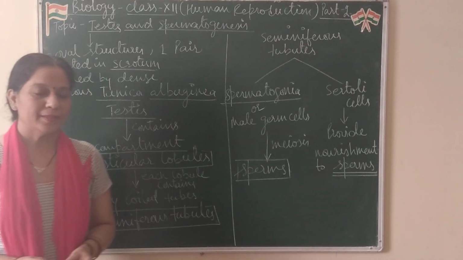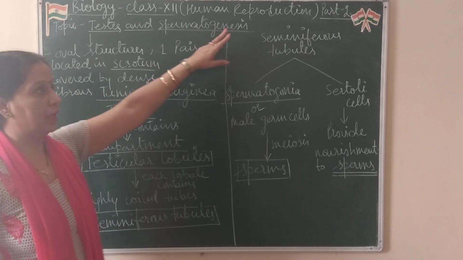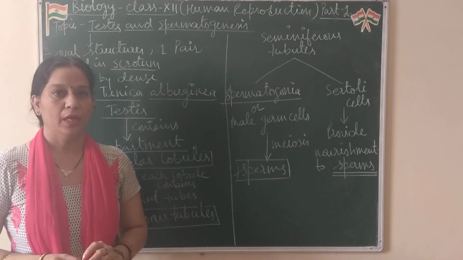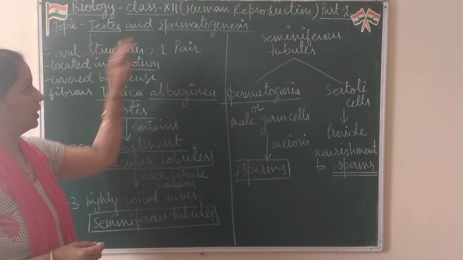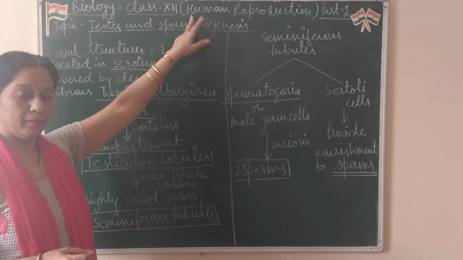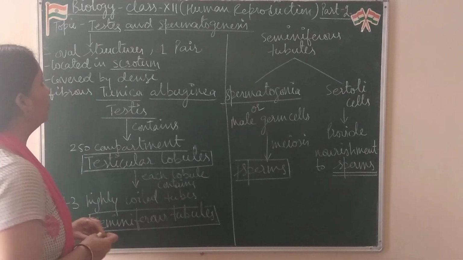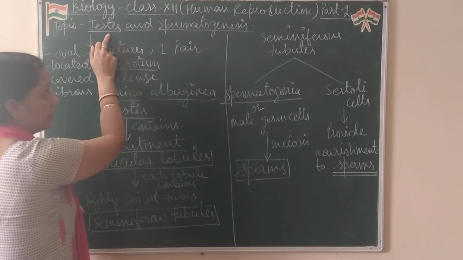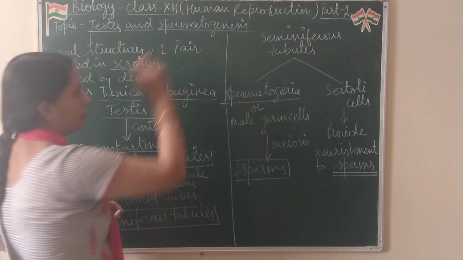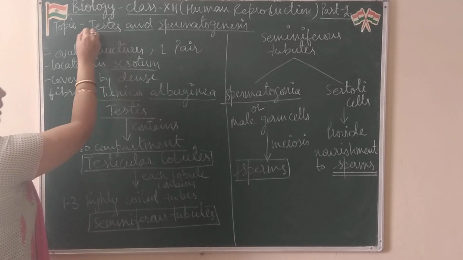Hello dear students, with the help of the first part of human reproduction, in the previous video we studied the different parts of the human male reproductive system, and today we are going to see what structures are present in the testes and how spermatogenesis takes place. So we start from here.